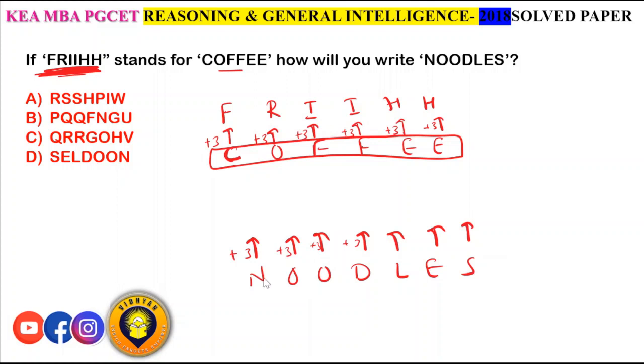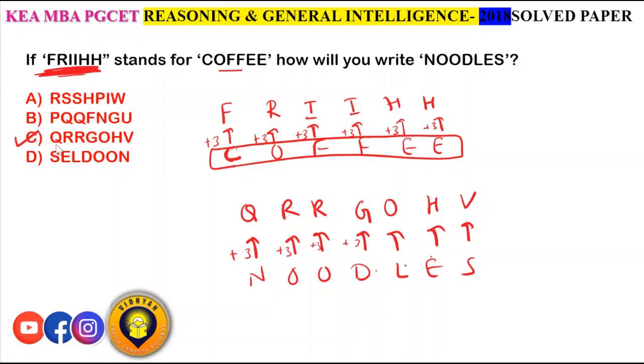From N, if you do +3, OPQ, so you get Q as the first letter. From O, PQR, from D, EFG, from L, MNO, from E, EFGH, STUV. So QRRGOHV is the answer. That is option C, the right answer.